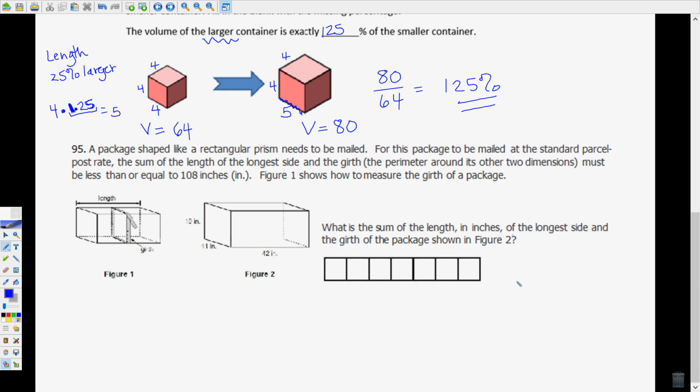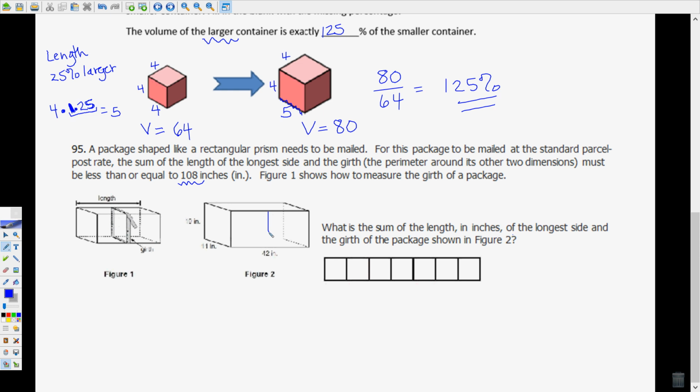Now, what they might ask you is, would you be able to mail this at the standard parcel post rate? They might take it one step further. So you have to find the measurement and then see if it is less than or equal to 108 inches. So we'll ask that question at the end. So it says to find the sum of the length of the longest side. So my longest side here will be 42, and the girth of the package, so distance around just the middle of the package.